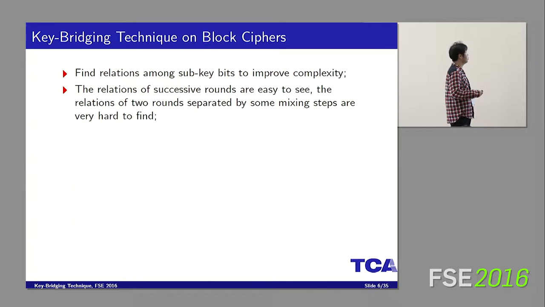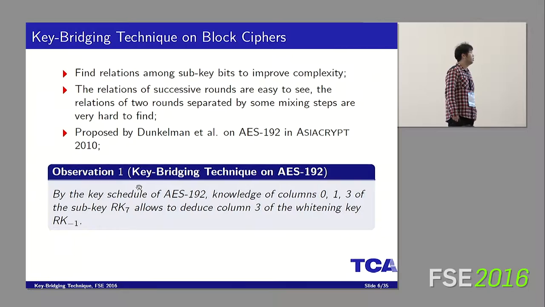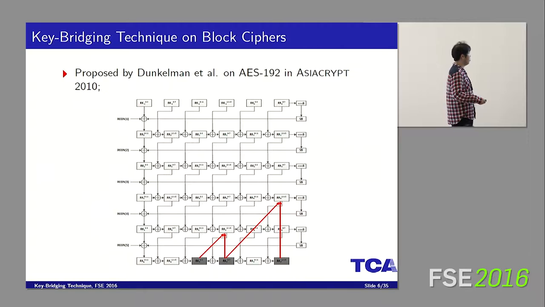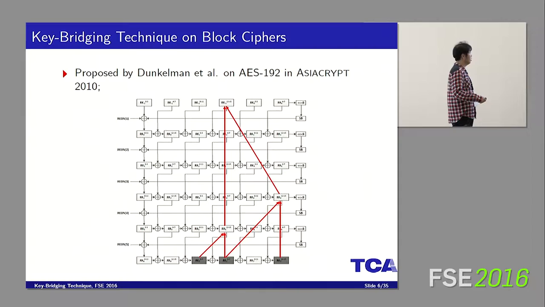The key bridging technique was proposed by Dunkelman et al. on AES-192 in April 2010. By the key schedule of AES-192, knowledge of columns 0 and 3 of the subkey RK7 allows to deduce column 3 of the key RK-1. As we can see in this figure, columns 1 and 3 of RK7 allow to deduce column 3 of RK4. Columns 0 and 1 of RK7 allow to deduce column 3 of RK5. And the knowledge of these two columns allows to deduce column 3 of RK1.